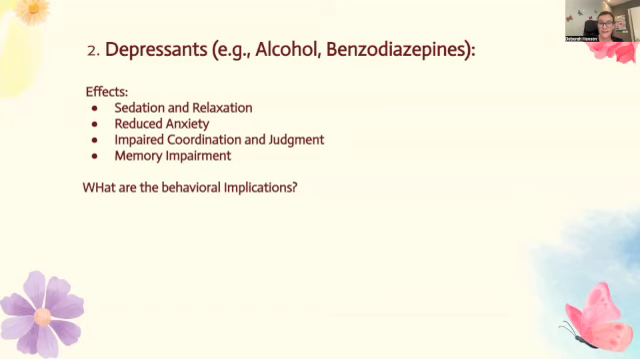Next, let's talk about depressants such as alcohol and benzodiazepines. What are the effects of those? We have sedation and relaxation, which basically means that depressants induce feelings of relaxation and calmness, reduced anxiety. They can alleviate anxiety symptoms due to their calming effect. Impaired judgment and coordination: depressants can impair motor coordination, cognitive functions, and decision-making skills. And memory impairment: heavy use of depressants can lead to memory problems and blackouts. So what are the behavioral implications? Well, excessive use of depressants can result in addiction, impaired driving ability, accidents, and overdose.